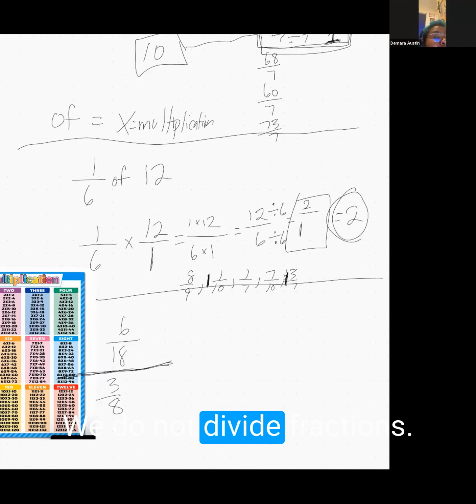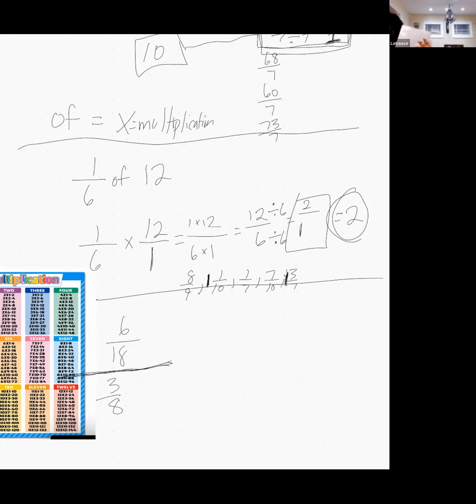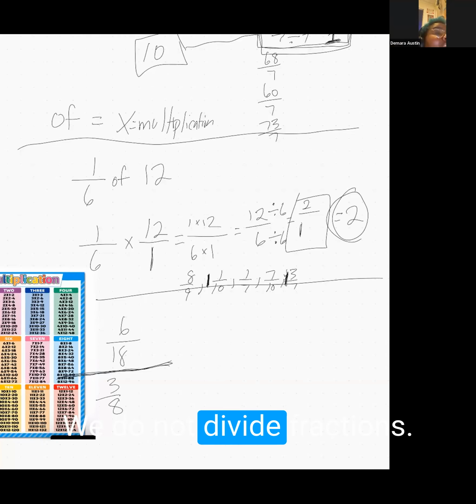Say that out loud. We do not divide fractions. We multiply by the flip. Yeah, keep, change, flip. We do not divide fractions. We kick flip. Keep, change, flip, kick flip.